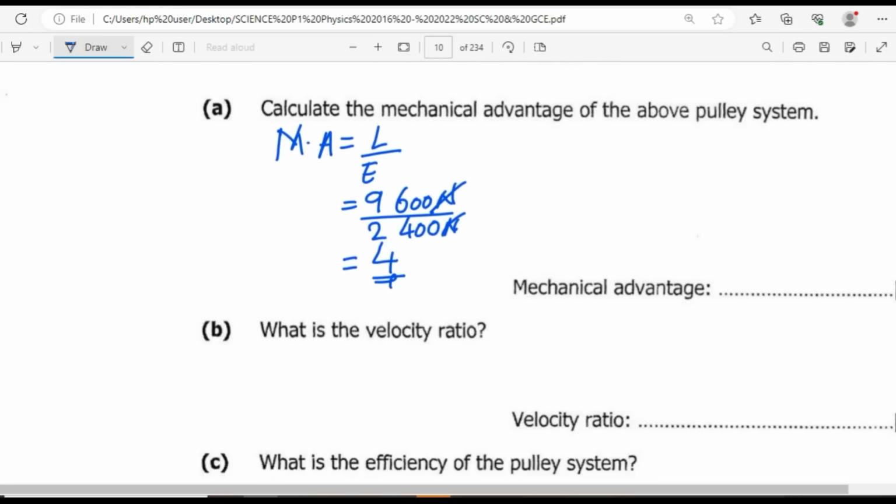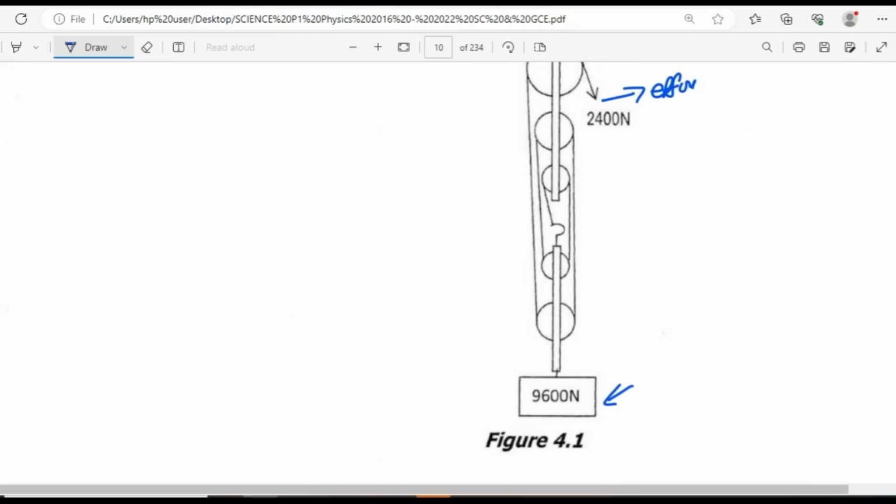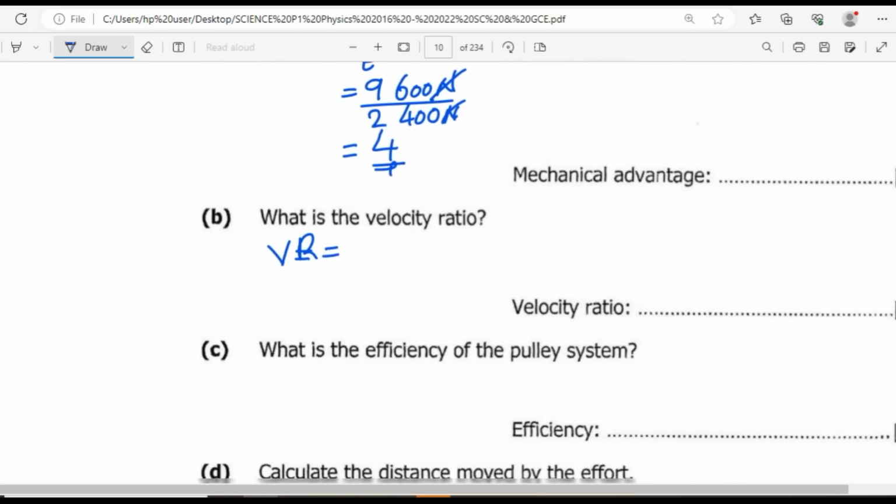Then for question B, we want the velocity ratio. So velocity ratio, we just have to count the number of pulleys. So we have 1, 2, 3, 4, 5. So our velocity ratio is equal to 5. And remember, if the efficiency is not 100%, then the velocity ratio must be greater than the mechanical advantage.